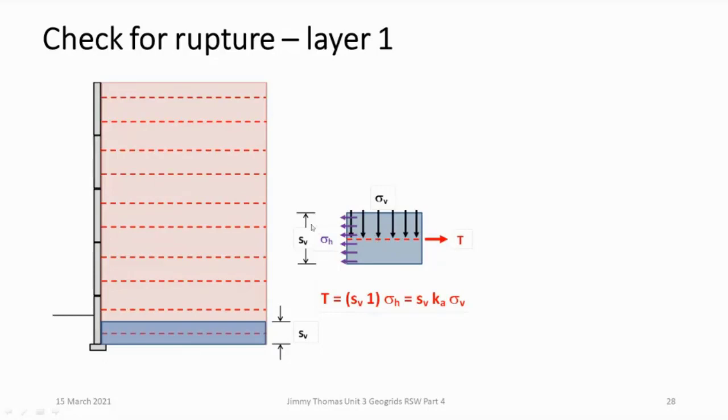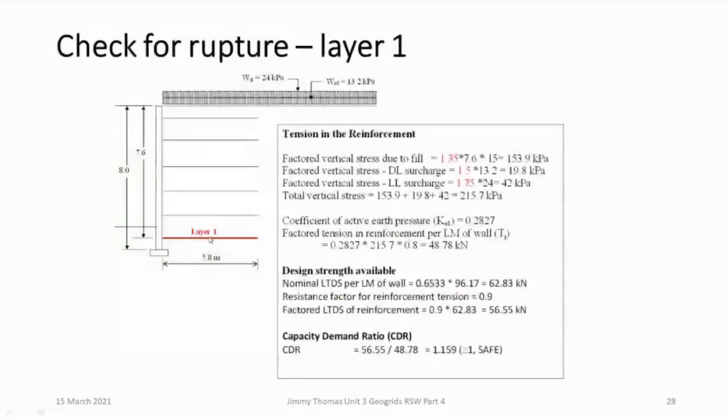Fortunately for us, it is constant because it is all uniform spacing. It will be 0.8 meter. Then Sv into 1, that means we are calculating for 1 meter length of the wall. So this will give the tension in that reinforcement. So it's a very simple calculation. I have done this for layer 1.